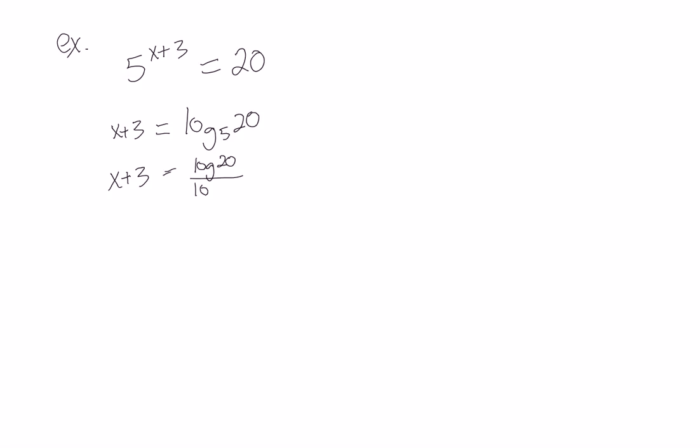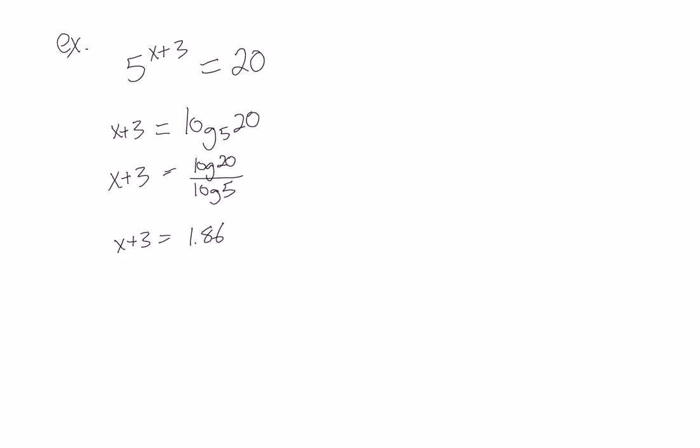So let's try another one. So let's suppose I give you 5 to the x plus 3, and that's equal to 20. So once again, we can't make the bases the same, so let's just change it to a logarithm. So that would give us x plus 3 is our answer, equals log base 5 of 20. Okay, so just like we did before, let's figure out what log base 5 of 20 is by dividing. So log 20 divided by log 5. So when you do that on your calculator, we get an answer of 1.86.